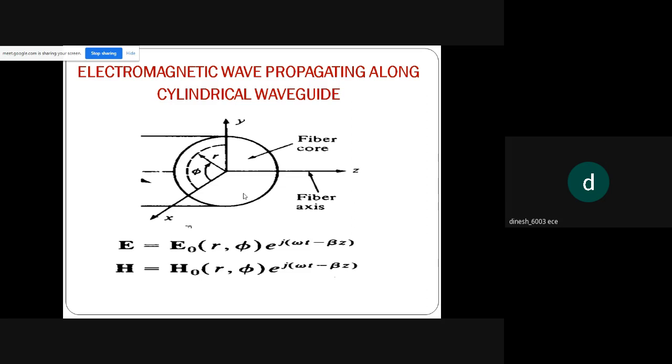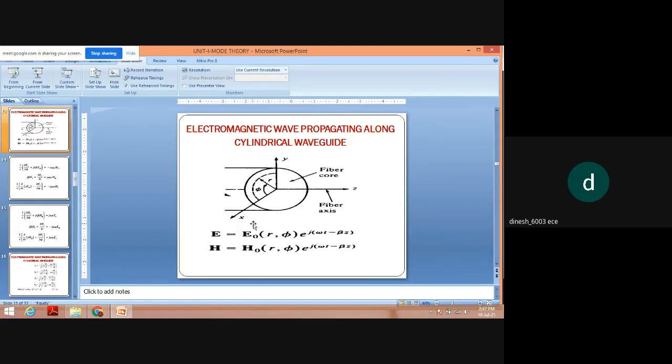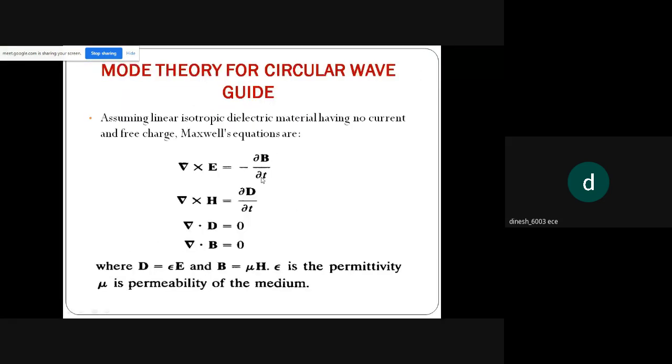This is how your cylindrical waveguide works. This is the mode theory for your circular waveguide, which uses cylindrical structures. So where it uses the Maxwell's equations. So I think you all are familiar with the Maxwell's equations.